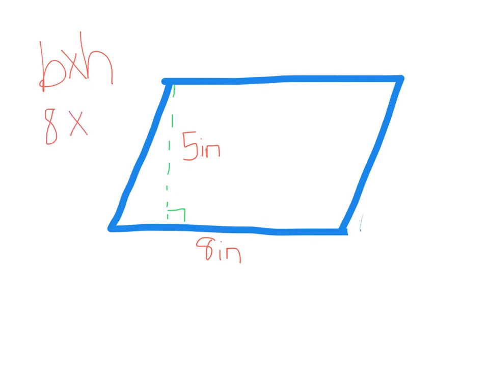Now, there's something important you have to look for. Sometimes they're going to be tricky and try to put a measurement on one of these sides. But remember, we don't want to use those sides. We want to use the line that goes from this vertex all the way down to the bottom and has this little symbol here to show that's a right angle. So this one is 5. So we plug that in there for the H. That's the height. And then we just do some math. 8 times 5.